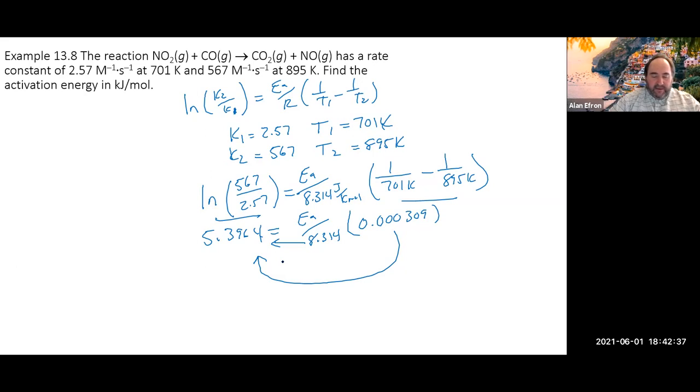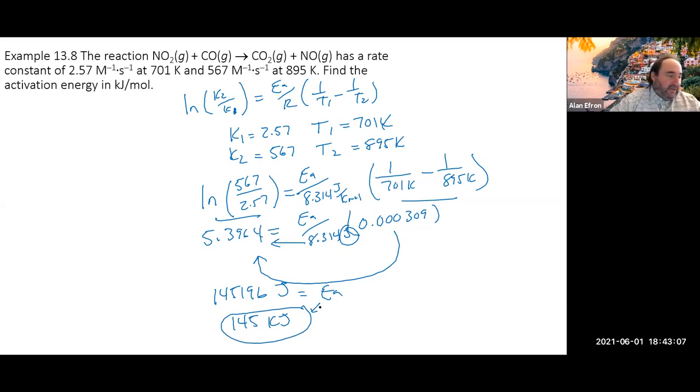5.3964, gives us about 4486 divided by 0.000309, going to yield us an activation energy of 145,196. The units here would be joules based off of the joules from the gas constant there. And that would be our activation energy. That typically would then be brought down to about 145 kilojoules, as our activation energy is typically given in kilojoules. Any questions on that calculation there?